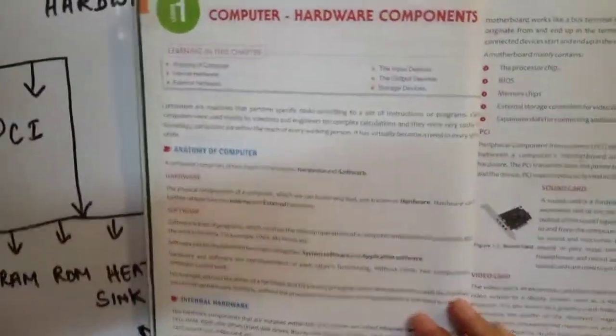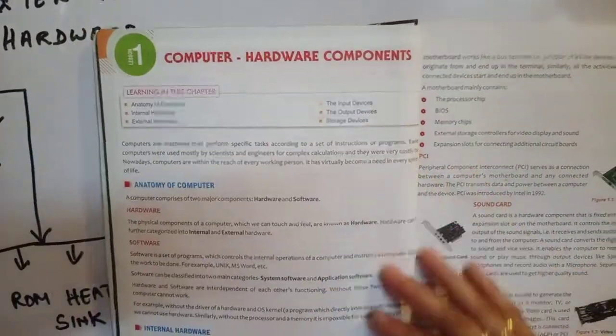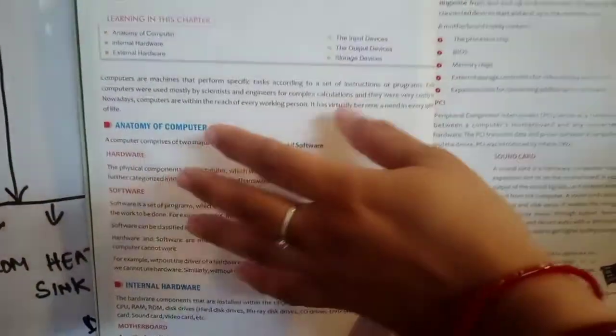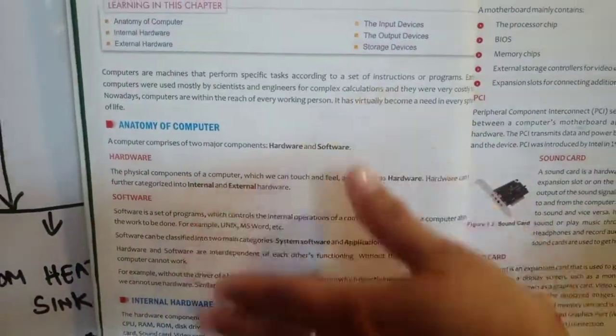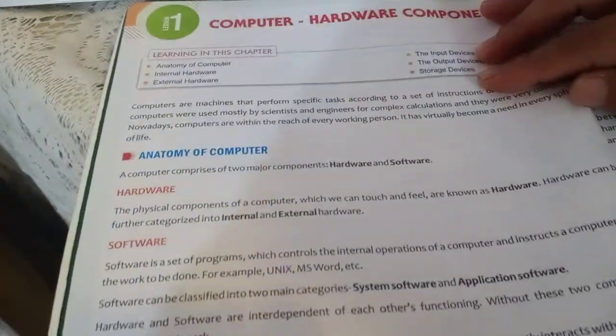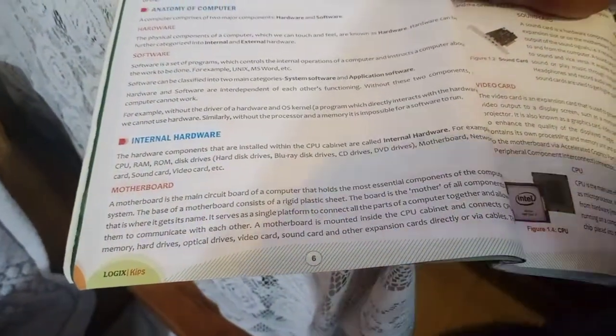So coming to the book, this is your chapter 1, computer hardware components. Okay. And a detailed study about the different parts of the internal and external hardware is given there. Is it clear to you? Now when we talk about internal hardware, as it is said, come down to this part, internal hardware.